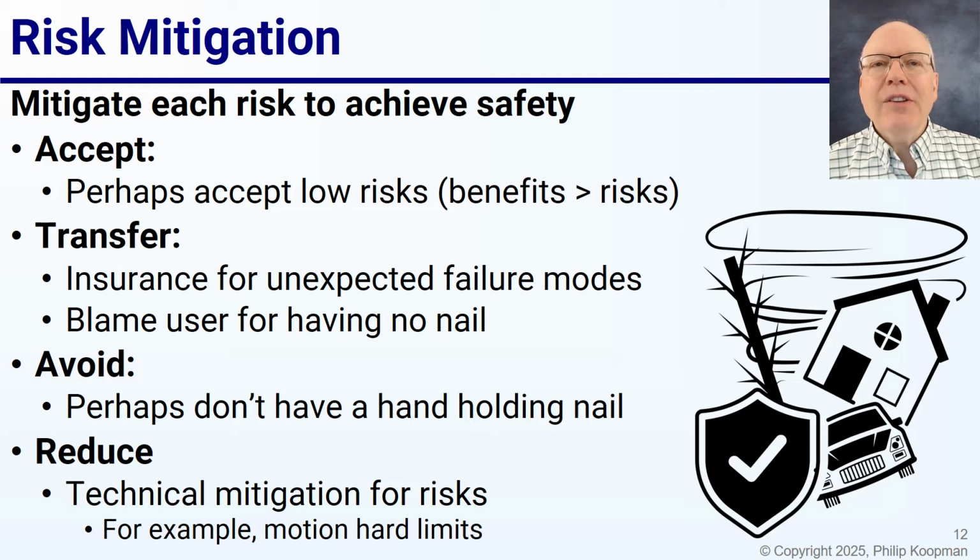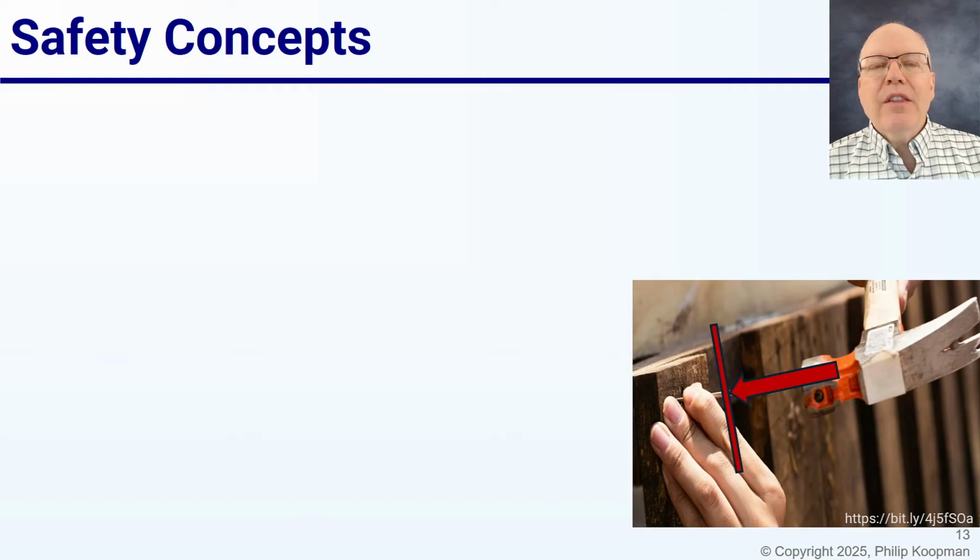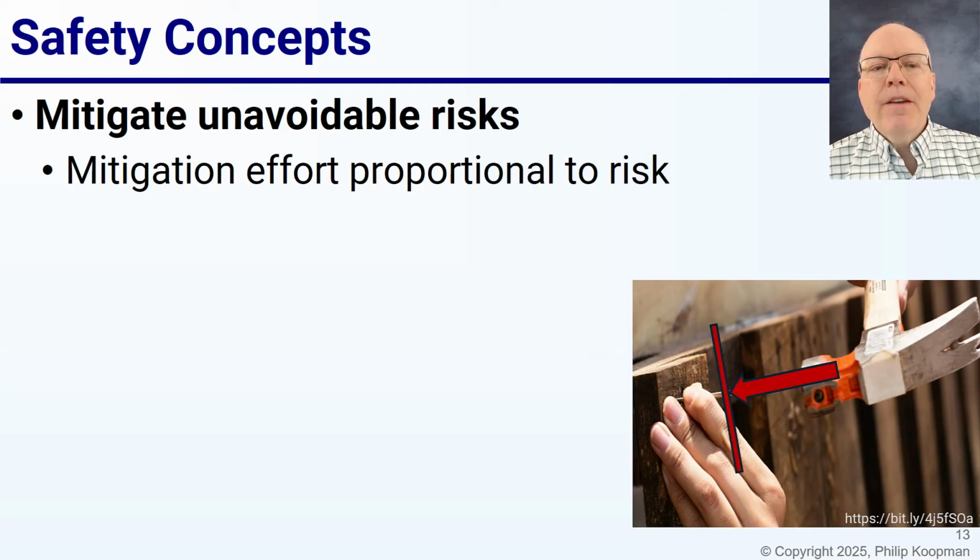What I mean by technical is there's a line of code, a piece of hardware, a technology approach to mitigating the risks. For example, you might have hard limits on motion. So let's get to that. From this point on, we're going to talk about reducing the risk as risk mitigation. The first step of risk mitigation is you come up with a safety concept, all right? So you say you want to mitigate the unavoidable risks.